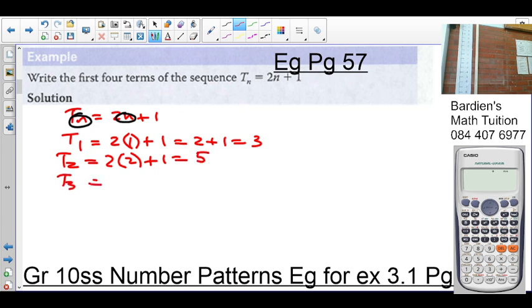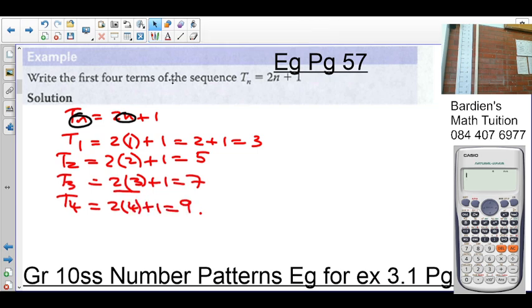Let's go with term 3. That's going to be 2 times 3 plus 1. 2 times 3 is 6 plus 1 is 7. T4, 2 times 4 plus 1, which is 9. Write down the first 4 terms, and these are the first 4 terms. If you want to be fancy, you can write 3, 5, 7, and 9. These are your first 4 terms.